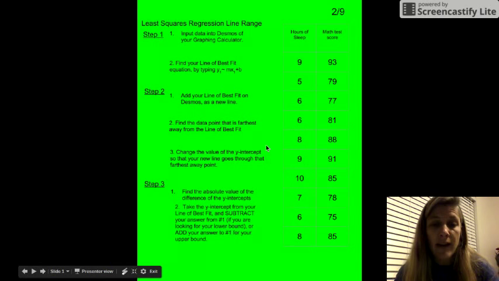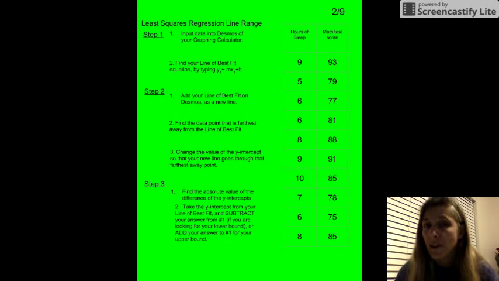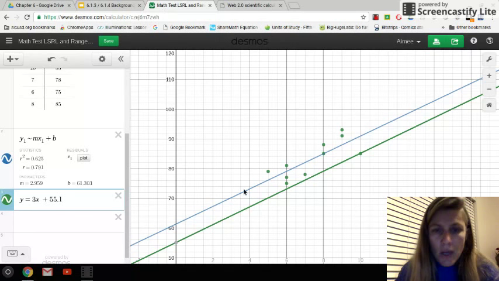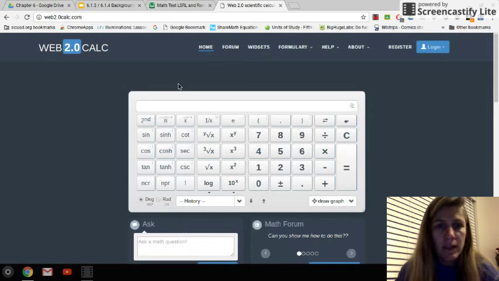After we do that, we're going to take the difference and subtract it from the original line of best fit if we already have an upper bound, or we're going to add it if we already have a lower bound. So let's go ahead and make that happen in Desmos. So I'm going to go ahead and subtract 61.3 from 55.1. So we're going to do that in our scientific calculator.